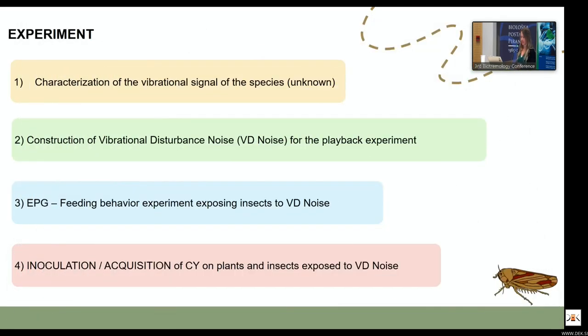So we have divided our experiment into four parts. The first one was to characterize the vibrational signal of the species, which was still unknown. The second one was to construct a vibrational disruption according to the signals of the species. The third part was doing an experiment on feeding behavior. And the fourth part was actually testing if the inoculation and acquisition of this phytoplasma could be interfered with by the presence of a vibrational disruption noise.